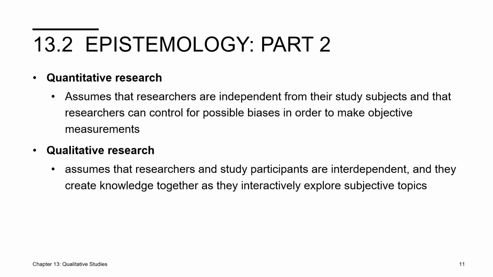And so when thinking about these concepts related to quantitative and qualitative research, we see that quantitative research assumes that researchers are independent from their study participants and that researchers can control for possible biases in order to make objective measurements. On the flip side, qualitative research assumes that researchers and study participants are interdependent and they create knowledge together and may interactively explore subjective topics.